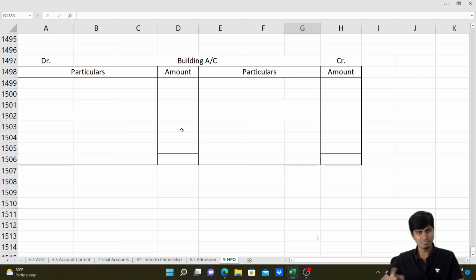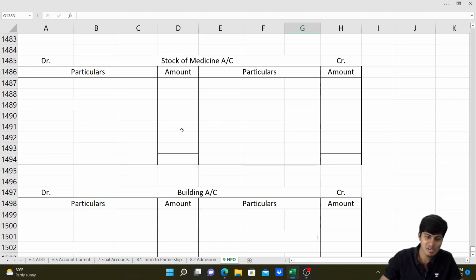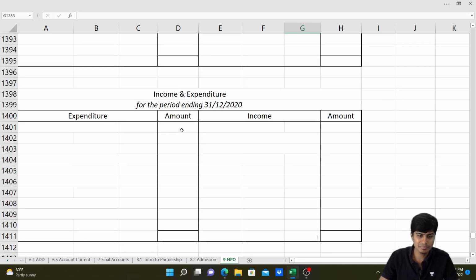You can skip this. If you take the difference between 50 and 48 as depreciation, write that 2000 depreciation in income and expenditure, 50,000 in opening balance sheet and 48,000 in closing balance sheet. Done. Nothing else is required beyond. Chalo, let's start.